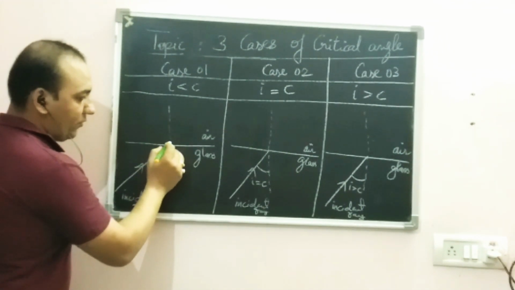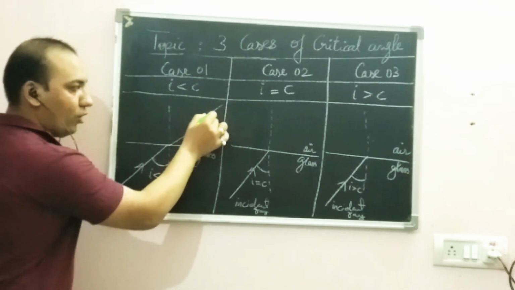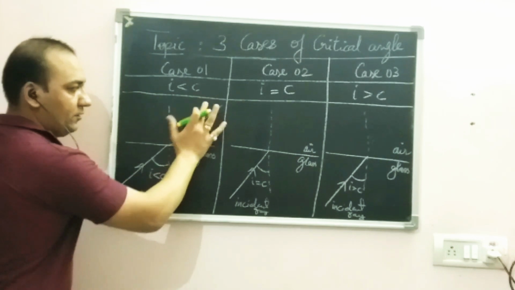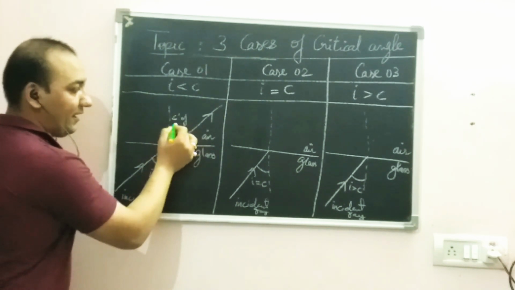So what will happen over here is that the ray will bend away from the normal, of course. Ideally it should have gone straight. It is going away from the normal. This is the angle of refraction.